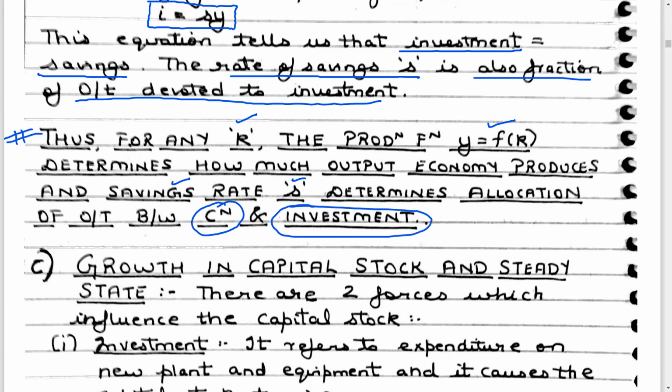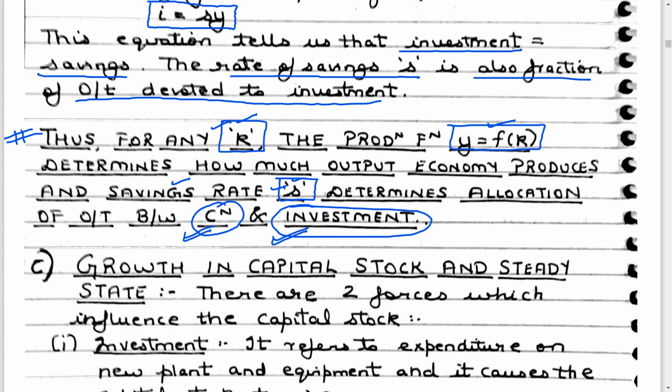Okay, so capital stock per worker will determine how much output will be produced in the economy, and savings rate S will determine how that output produced will be allocated between consumption and investment, because all of us know the demand is coming from two sources. One is consumption, one is investment. That means, guys, small k and small s are very important in the Solow economy, because small k will decide how much output will be produced, and small s will decide how that output produced will be distributed between consumption and investment.